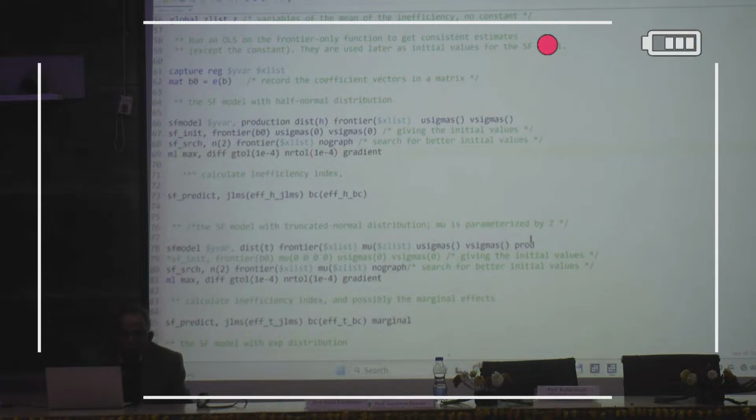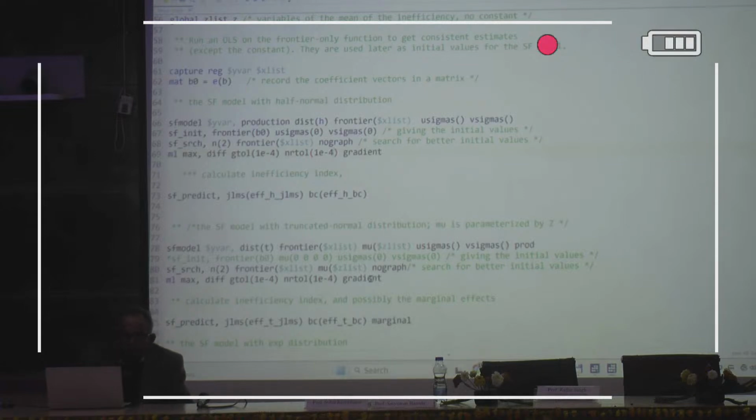Okay, so see that for SF initial value, I just commented it out. You can comment out this one, and then again ML max, and then you have the same command as before. But if you don't want these extra things, the program will still run, and it will give you the estimates.